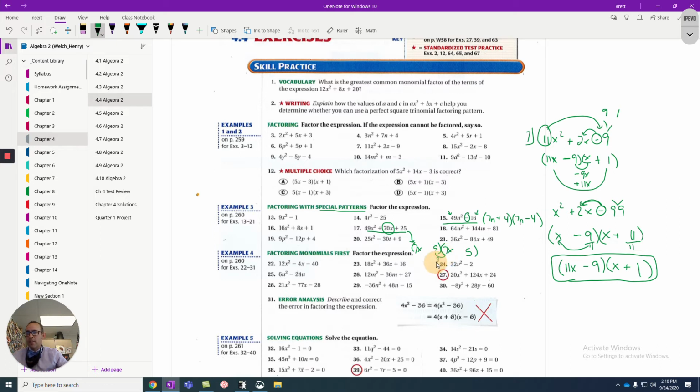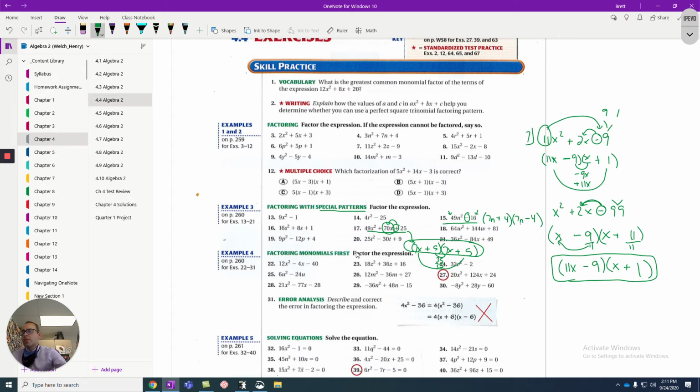5 times 7 is 35. 7 times 5 is another 35. And sure enough, 35 and 35 adds up to 70. So these numbers are right. I notice that all my signs are pluses, so I'm going to keep a couple of pluses here. All right.